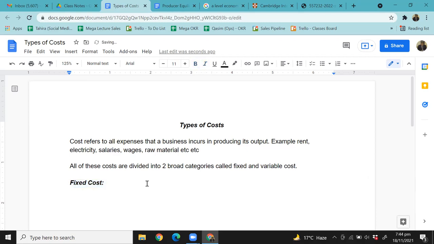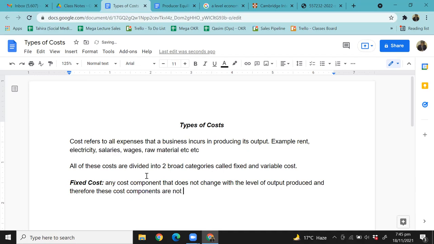Exactly. So what is fixed cost? Fixed cost is the cost component that does not change with the level of output produced, and therefore these cost components are not directly proportional to the level of output produced. Is it making sense?